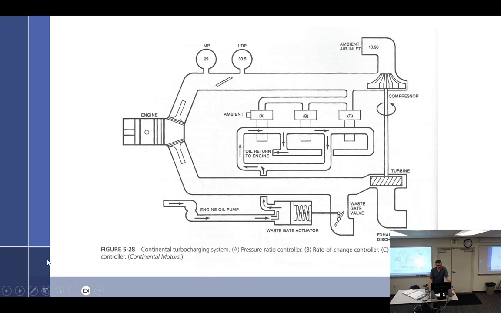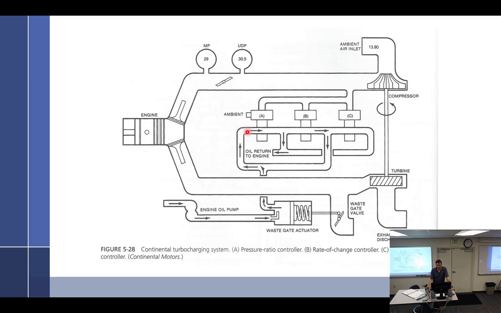Engine oil comes in right down here. Goes to a wastegate. When pressure builds up, it pushes on the wastegate, and that's going to cause it to close. And if you drain off the oil, it will open it up. So everything works the same. So oil comes through here, comes to this side, and we have our controllers.